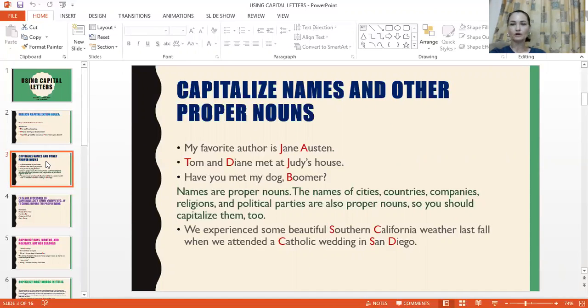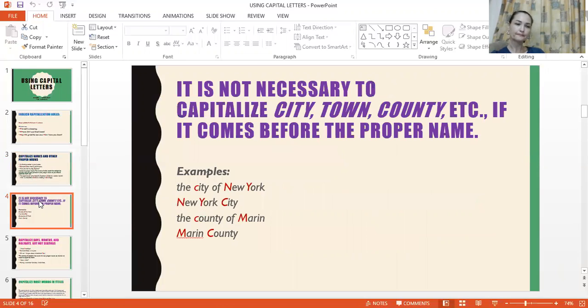Now, when we talk about proper nouns, of course, we don't just mean names of people or pets. Here we should also keep in mind countries, states, cities, particular regions. All these words should also be capitalized. Look at the example. We experienced some beautiful Southern California weather last fall when we attended a Catholic wedding in San Diego. Look, we have Southern California, region, state; Catholic, name of a religion; San Diego, name of a city.